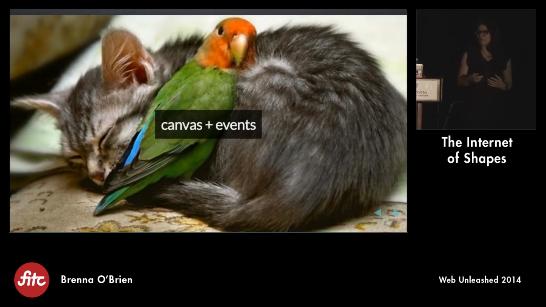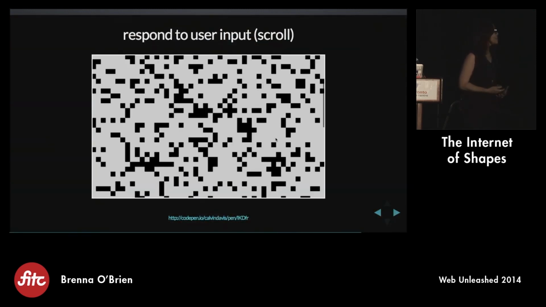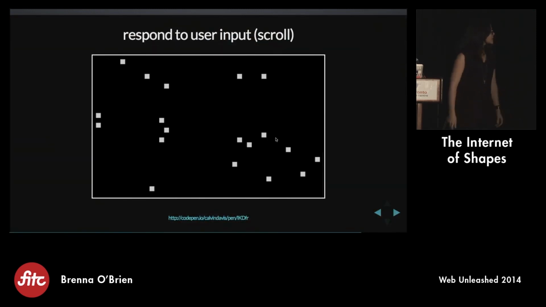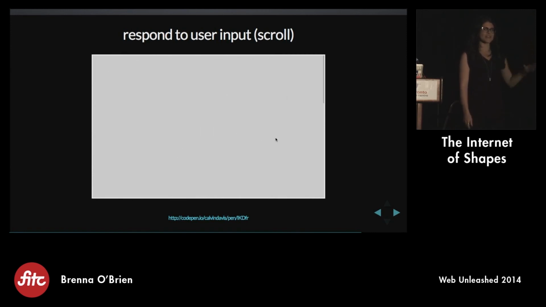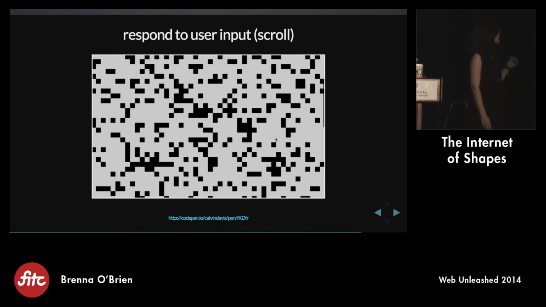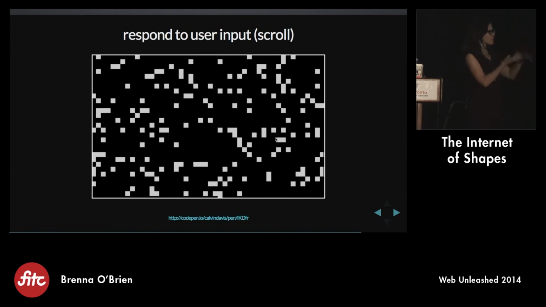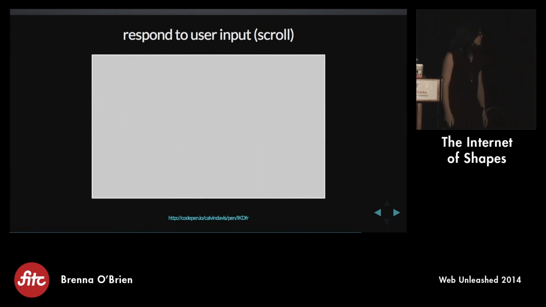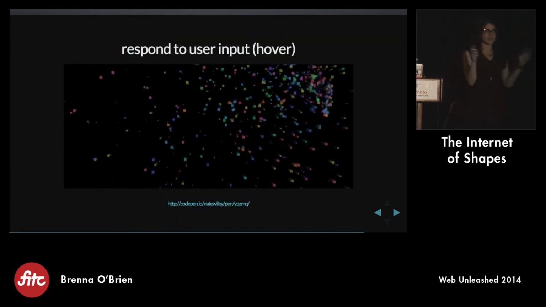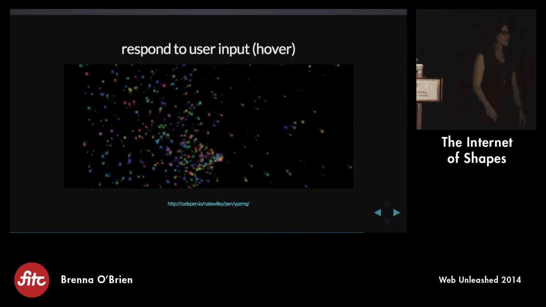So where Canvas starts to get interesting is that we are now in JavaScript land, and JavaScript land is where browser events and user events live. So we can combine Canvas with events and do really cool stuff like responding to user input. This is a fun little example where as you scroll up and down the page, you're going to see the canvas fill itself with different colors. Here's another one where this particle spewer just follows your mouse cursor around.